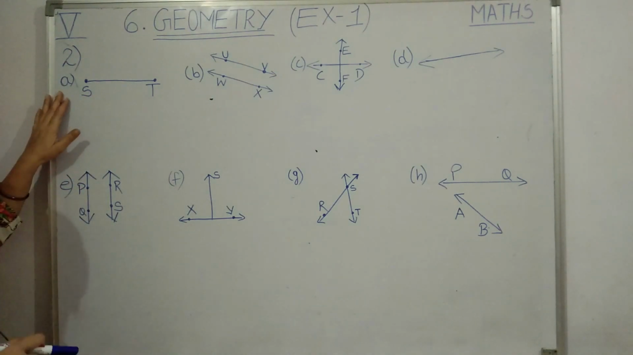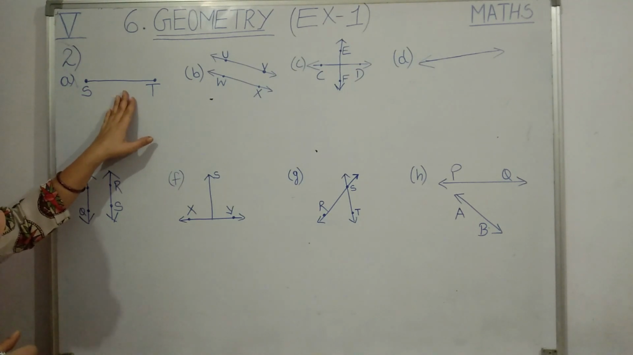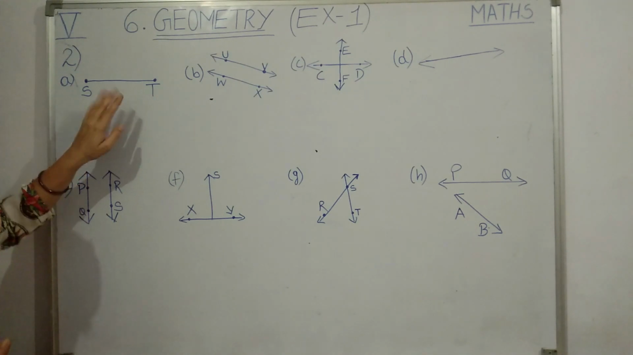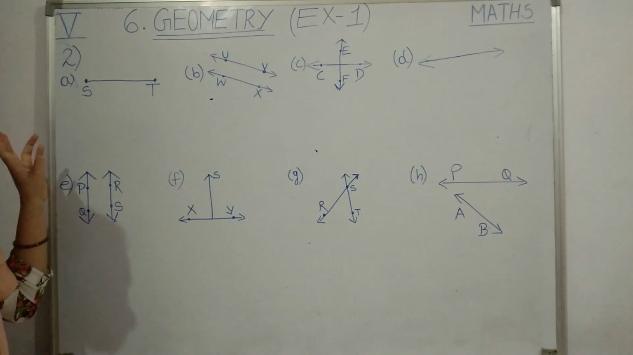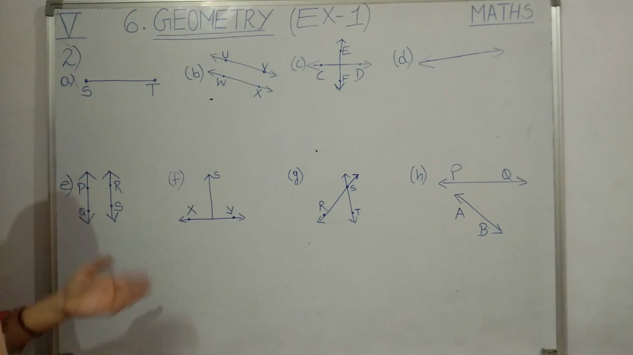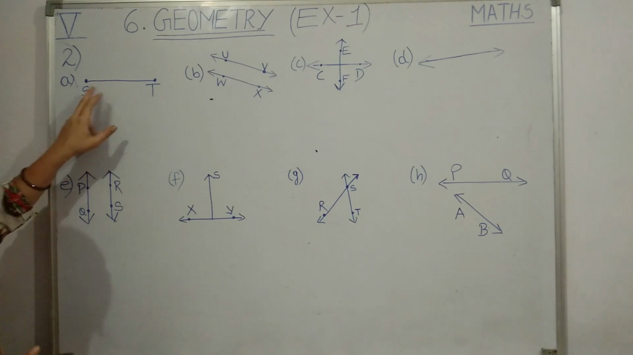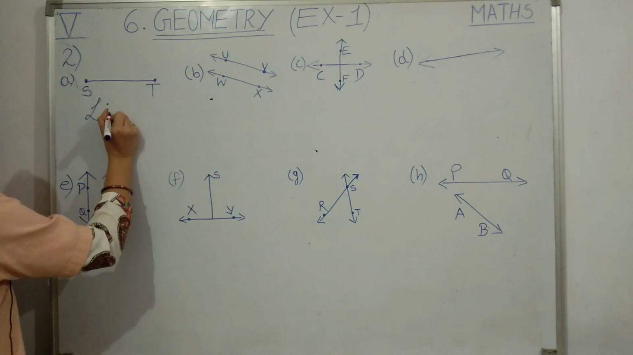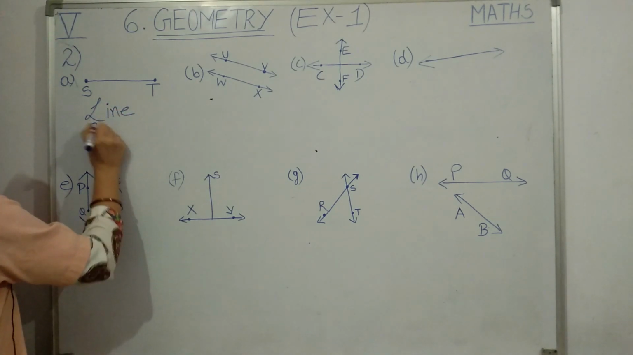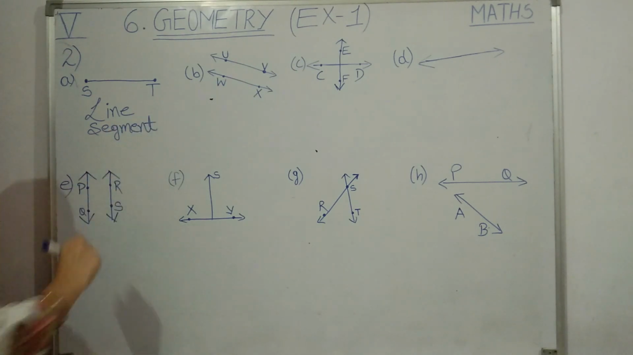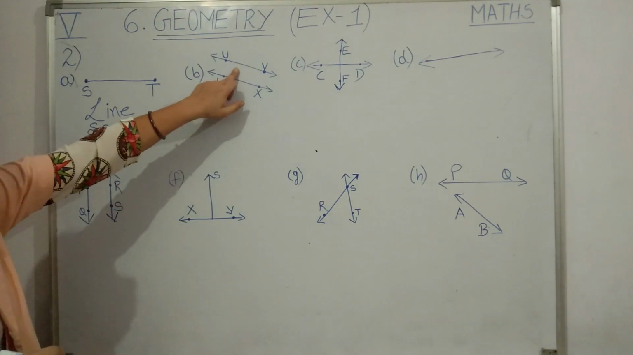So let us see the first point, A point. You can see a straight path. It has two end points with it, isn't it? So what is this, students? It is line, line segment, ray, parallel line, perpendicular line, or what? You can see that it is a straight line having two end points. Sorry, it is line segment. Okay. Why line segment? Why not line? Because line segment has two end points. Clear?